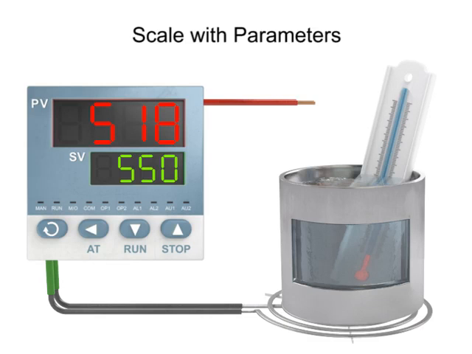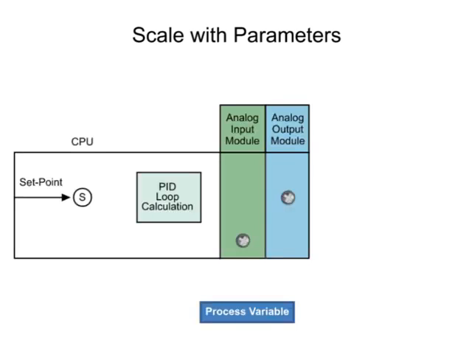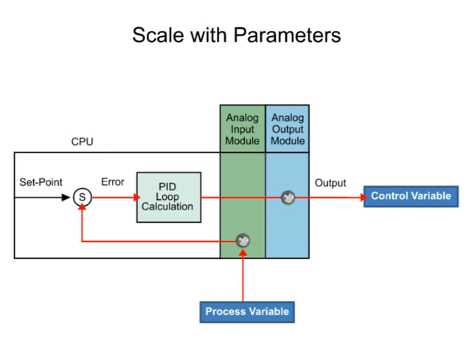PID control is a common closed-loop system used to maintain physical properties such as pressure and temperature in automated processes. The PID instruction controls the closed loop by comparing the input or process variable from an analog input module to the system set point. The difference between the set point and the process variable is referred to as error. The error is analyzed by the PID loop calculation and provides an output or control variable to an analog output module to meet the set point defined by the system requirements.